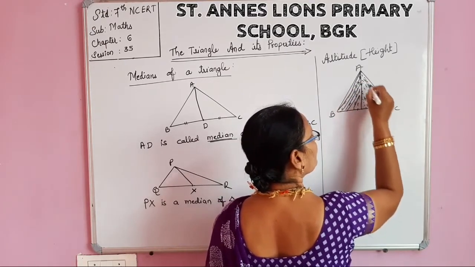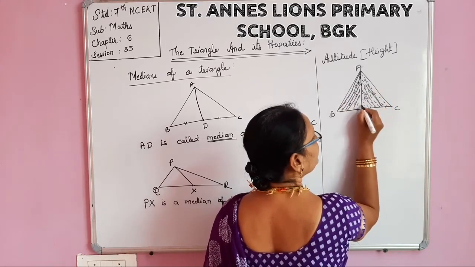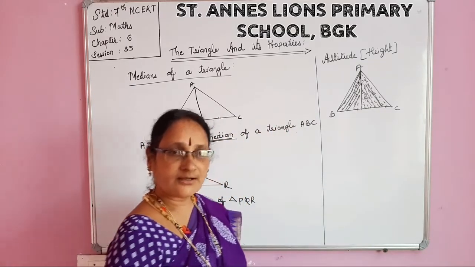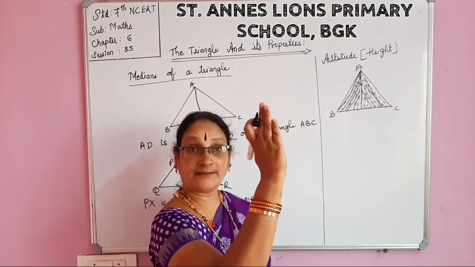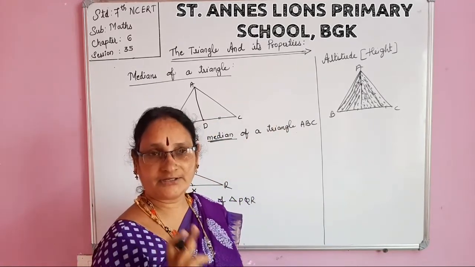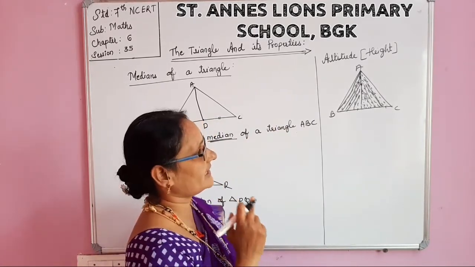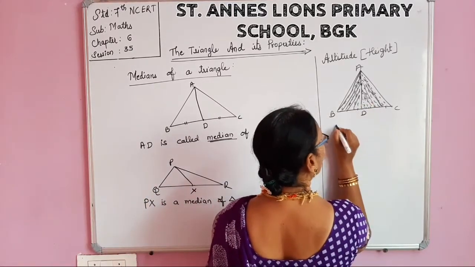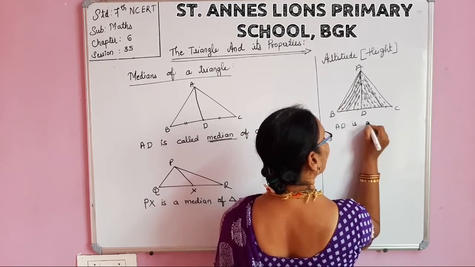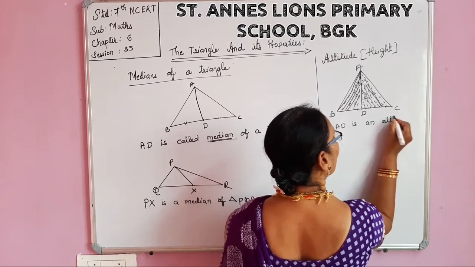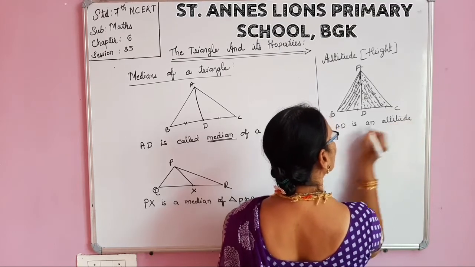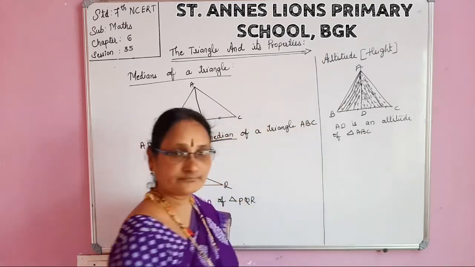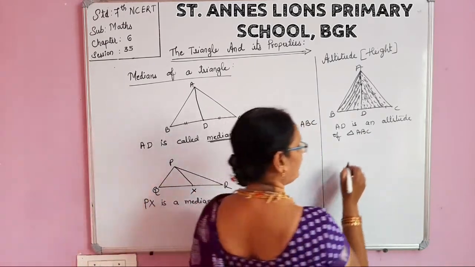I hope you are following what I am saying. Only this line is perpendicular to the base line. So the altitude is the height of a triangle. Every triangle has only one altitude. See here, if this is D, AD is an altitude of triangle ABC. I hope you are following what I am saying.